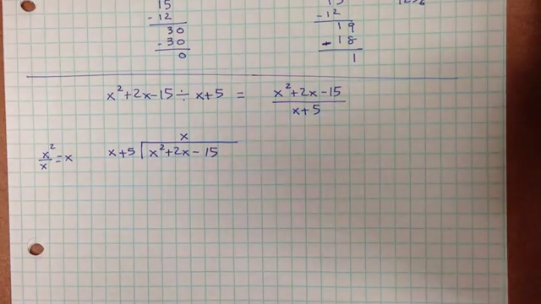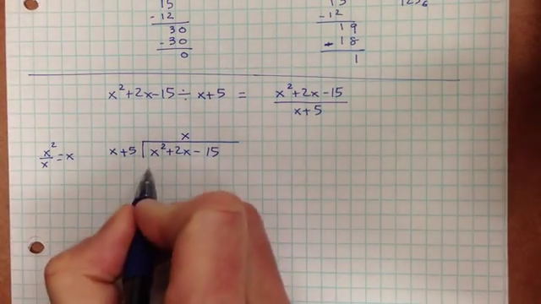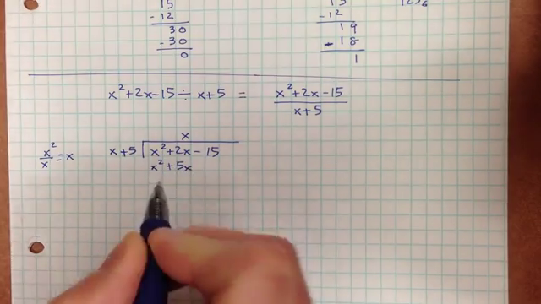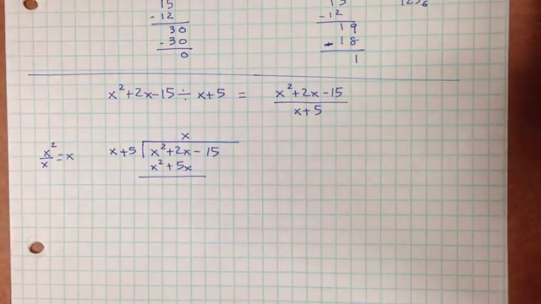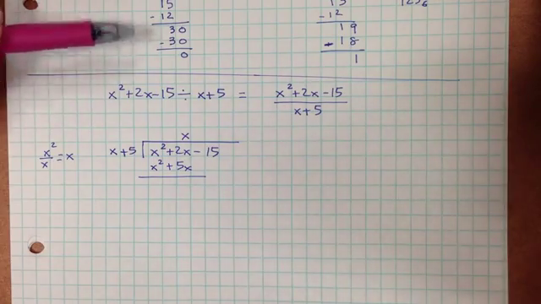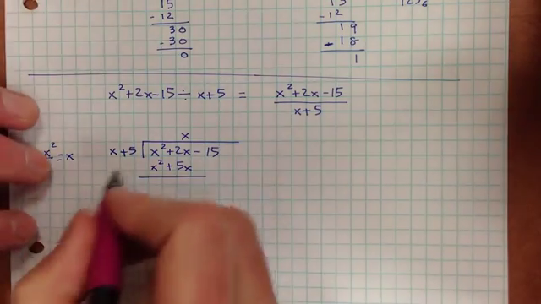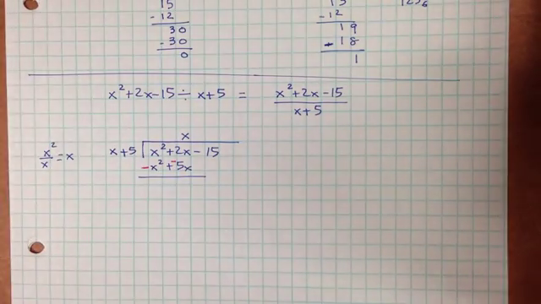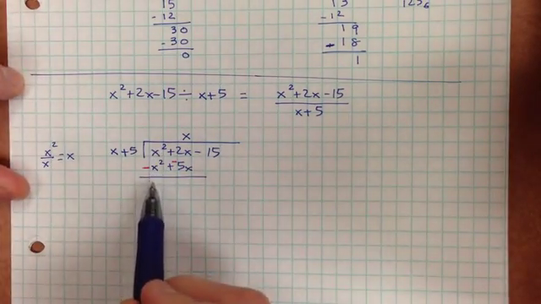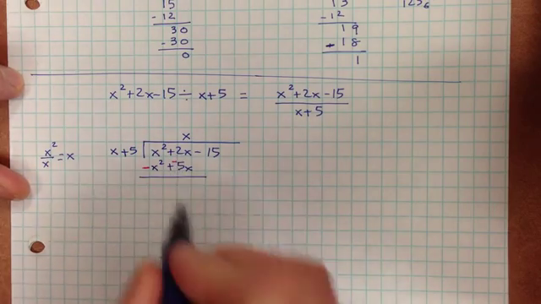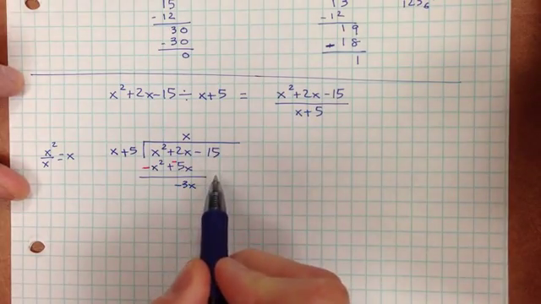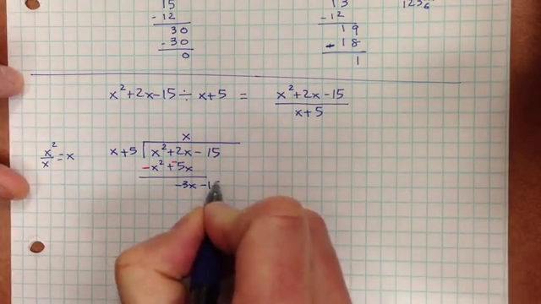Now we're going to do some multiplication. It is x times x, which is x squared. x times 5, which is a positive 5x. Now, just like we did previously, this is a subtraction problem. The easiest way to do this will be to add the opposite. So come through and give everything a sign change. So now x squared and negative x squared cancel. 2x and negative 5x, we have negative 3x. We will bring down our next term of negative 15.